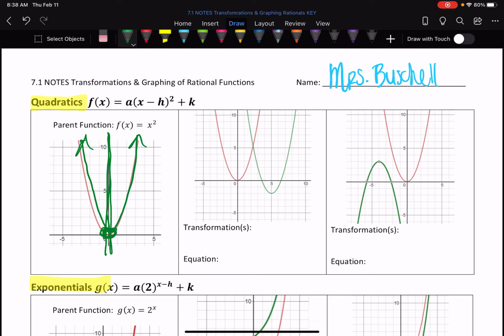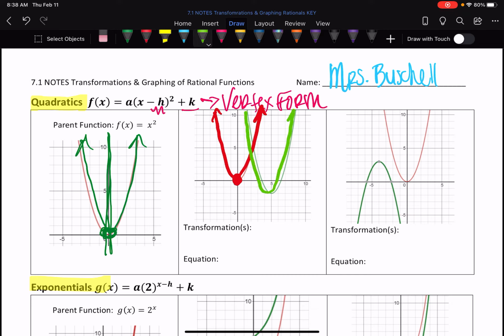We also looked at this formula that is called vertex form, because I can easily plug in my vertex. So let's look at this first middle example. The red right here is called my parent function, which means nothing special has happened to it, no transformations. My vertex is at 0, 0, and it's opening up.